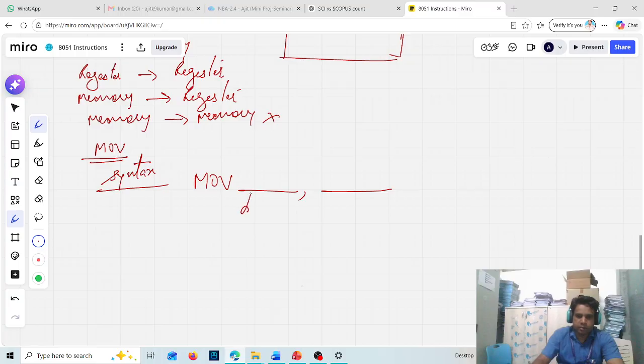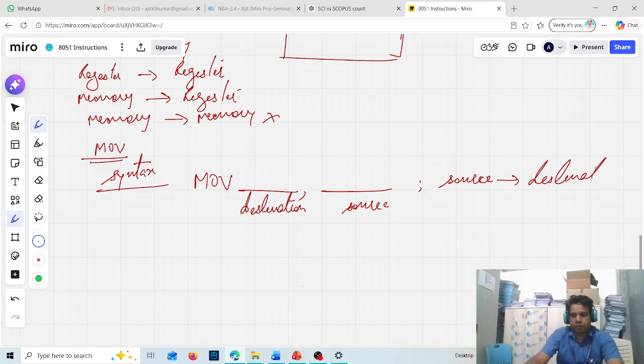Okay, this is called destination and this is called source. So the source data goes into the destination. This is the meaning of this instruction. Data from source will go into destination, but the source data will not be lost.